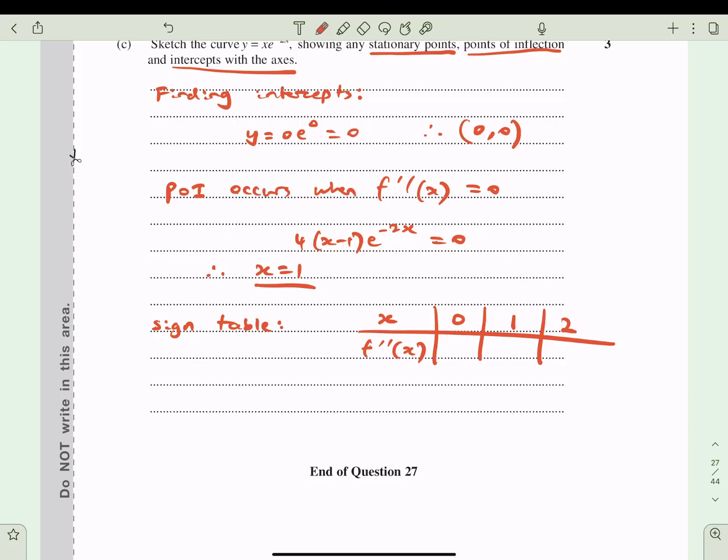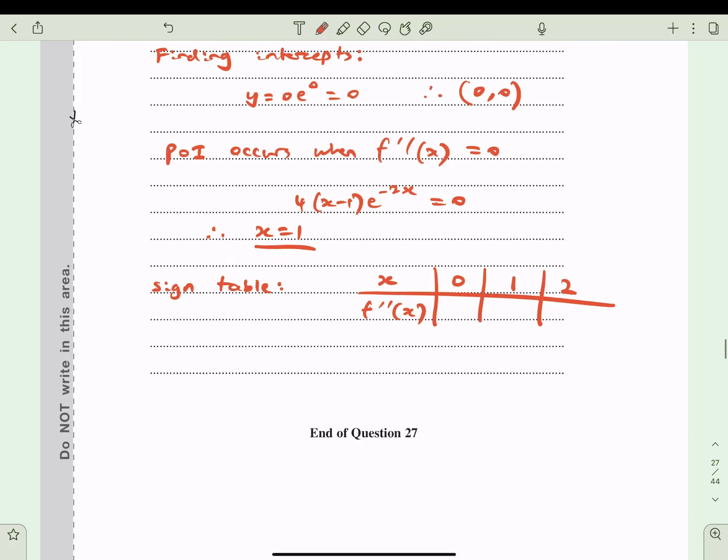Remember, a sign table essentially checks for me whether or not there really is a change in concavity. If there is a change in concavity, then this is a point of inflection. So if I put in 0 into my double derivative equation, I'm going to get 4 times negative 1 times e to the power of 0. That's equal to negative 4. What does that mean? It means that it's concave down.